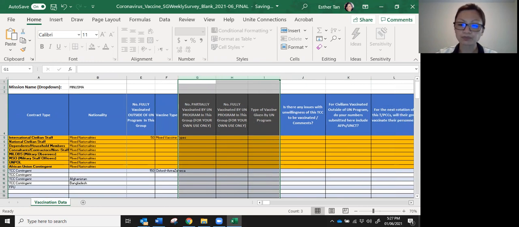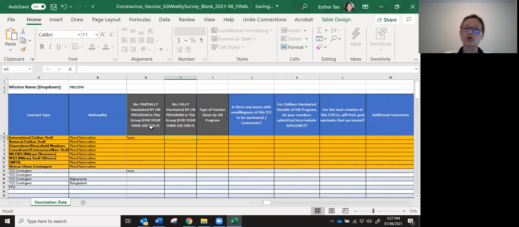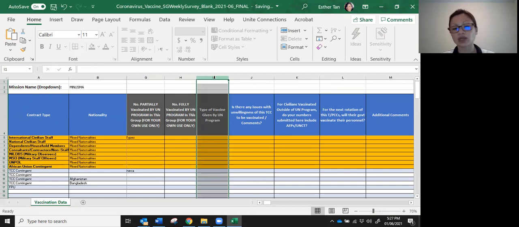Okay, so now moving on to here, these 3 columns are really for your own use, and basically they include the numbers of people who are vaccinated by the UN program. So you can, again, just put the numbers of people who are partially vaccinated that got their 1st dose, and the numbers of people that have completed the series, have got both doses, and the type of vaccine that they were given. So right now, they're all using AstraZeneca, but as the UN procures other types of vaccines, you may see other types later on.